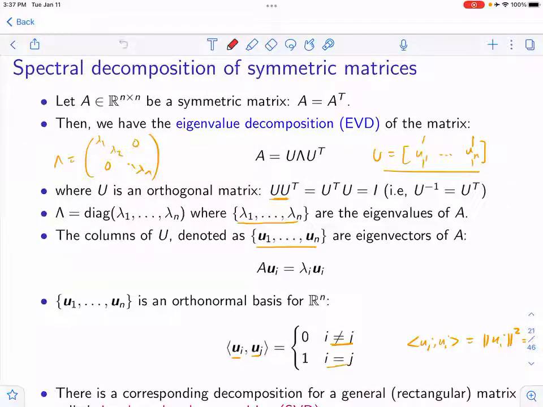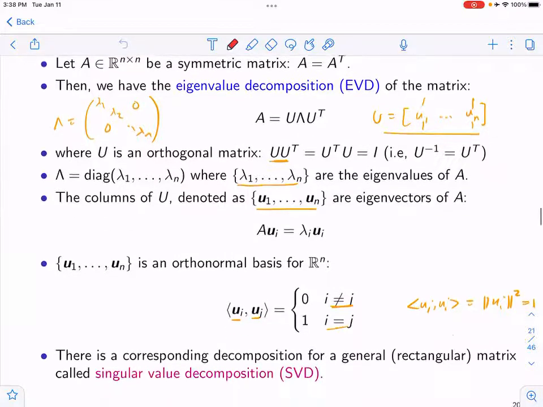So last time we ended up briefly talking about the spectral decomposition of symmetric matrices. I don't want to spend too much time on it. It's important, and there are more details in some of the previous lecture videos. So just to briefly remind you what it is: every symmetric matrix has a decomposition.